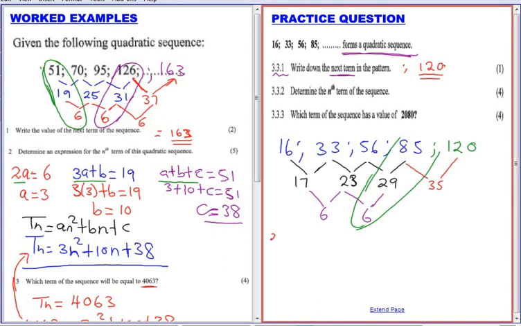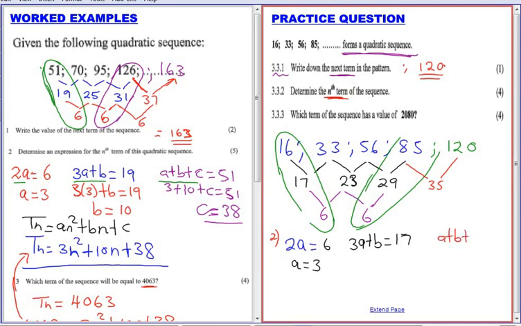Well, for number 2, you're noticing that you are supposed to get the nth term. So to get the nth term, you do not waste time. 2a is equal to the second difference. You know that it is these terms that we use for the Tn. So if those terms are available, go ahead and use them. 2a is 6, your a becomes 3. And then 3a plus b is equal to the first difference. Okay, and then a plus b plus c is equal to the first term.